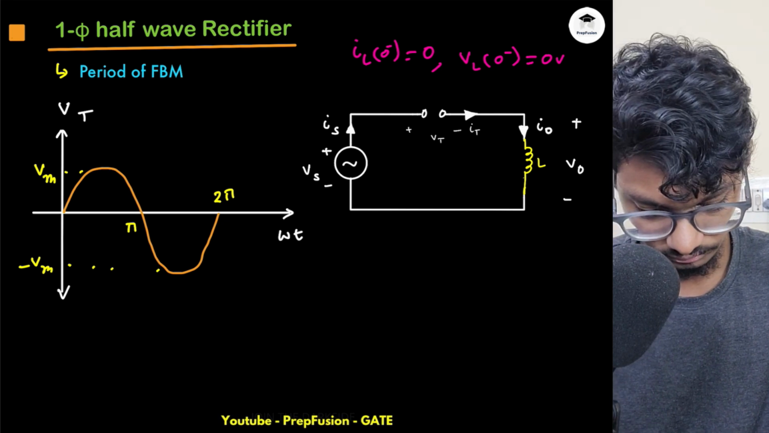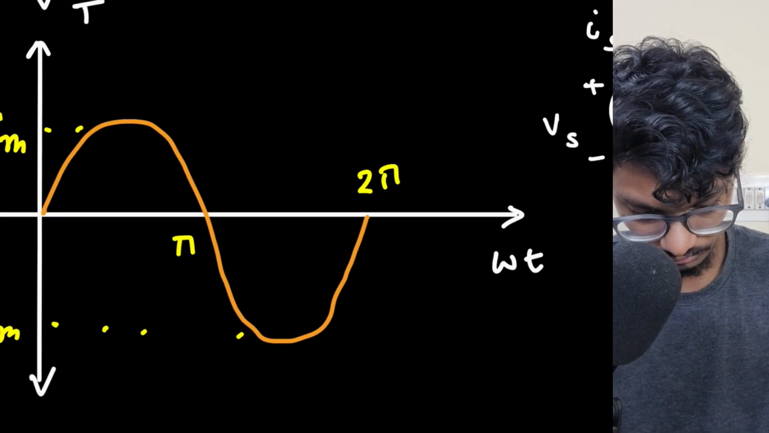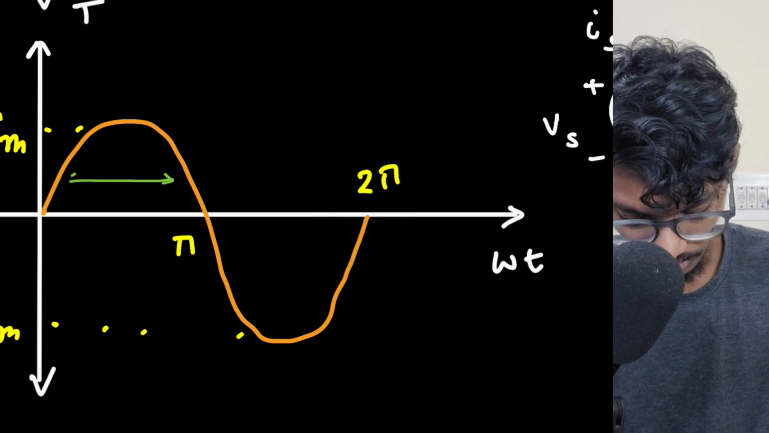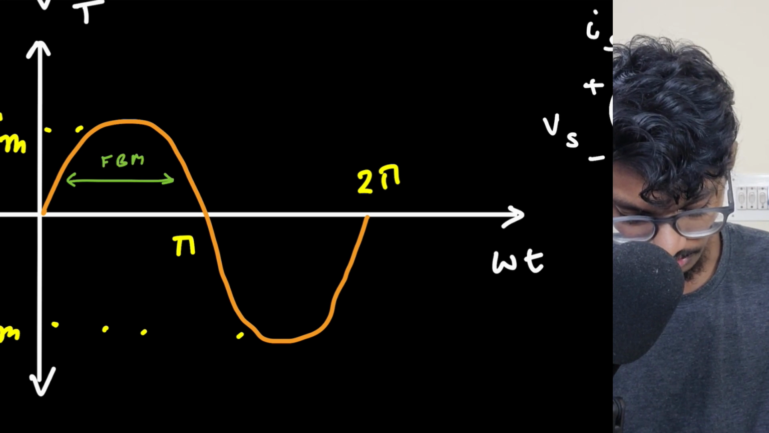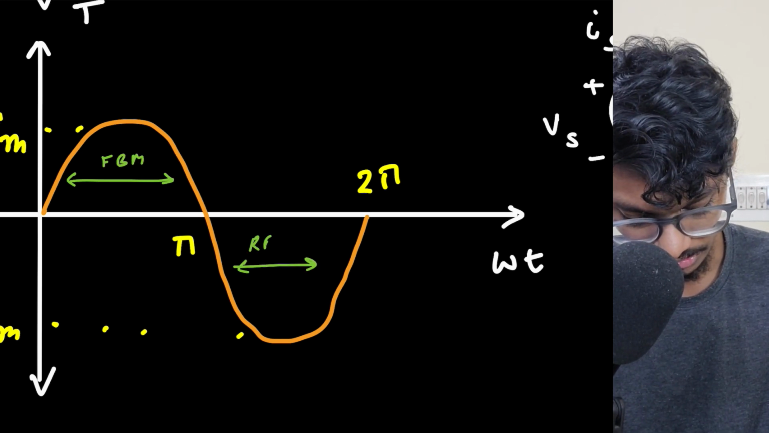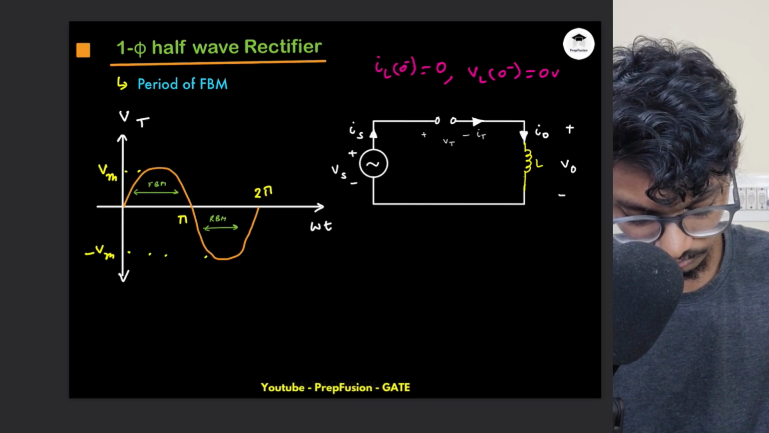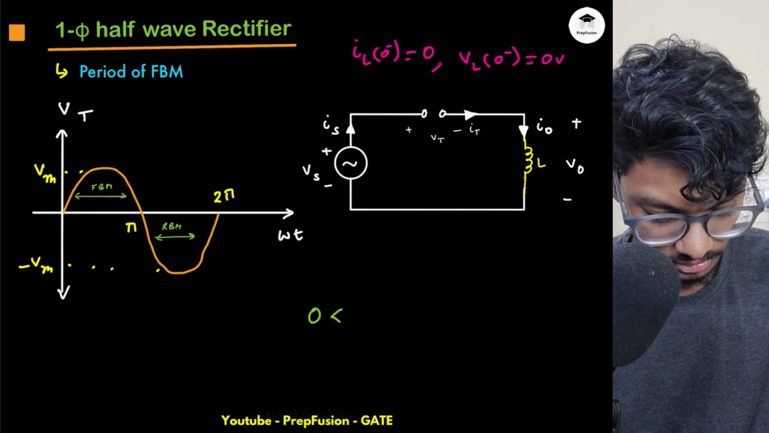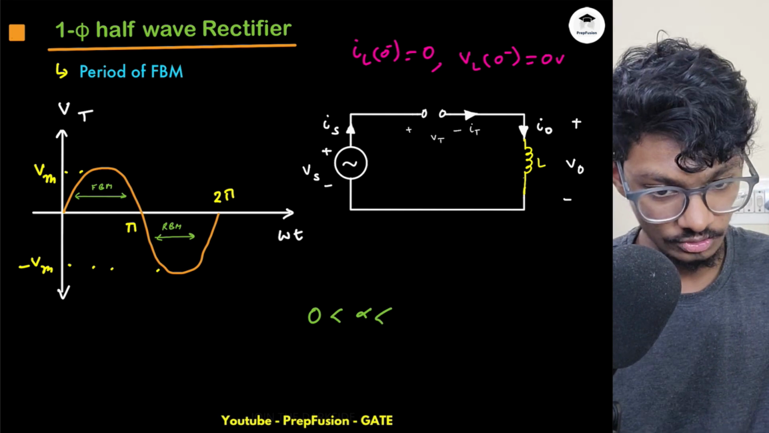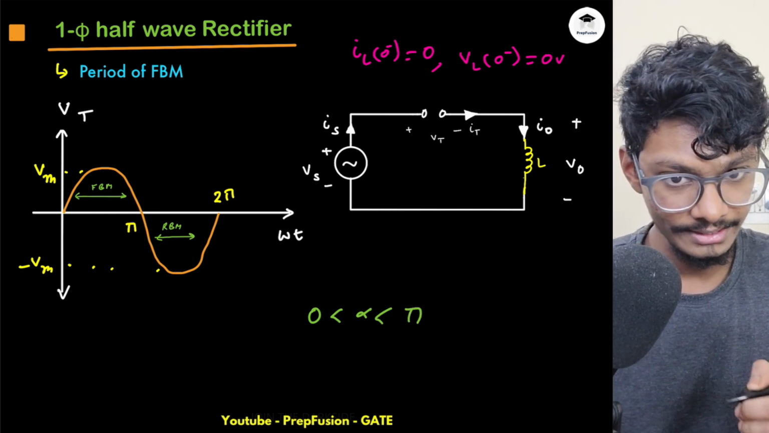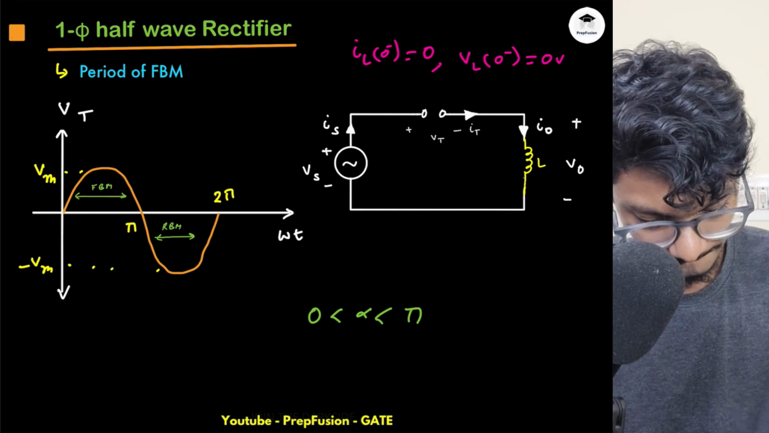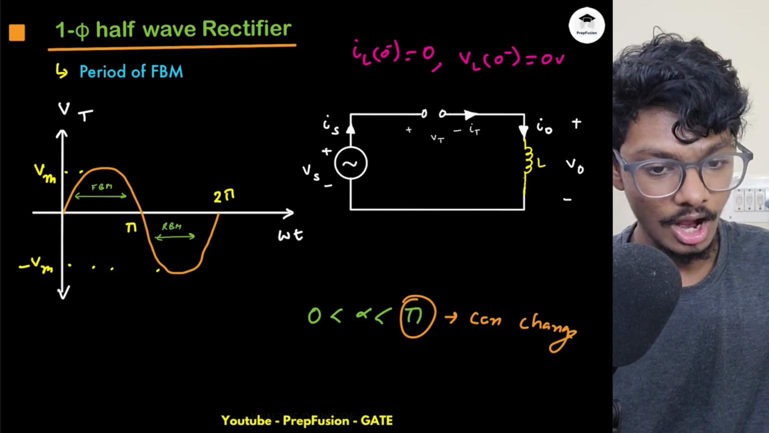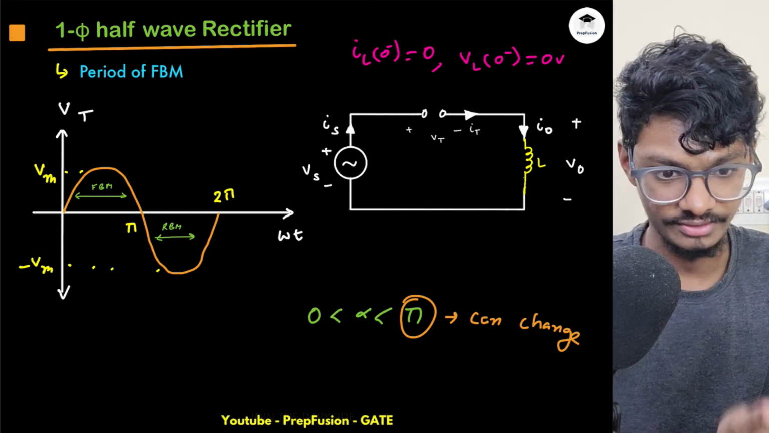So it is in the forward blocking region here, and it is in the reverse blocking region in this region. So obviously I can turn on my SCR here only, so the range of alpha will be from 0 to pi. Now this can change. How will this change? I will say when we have different circuits.